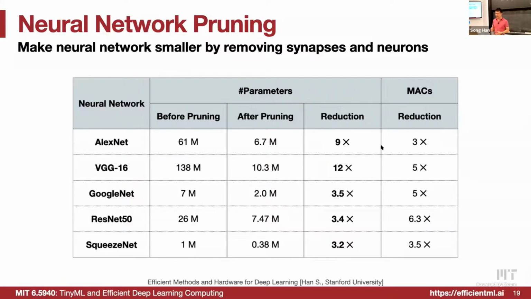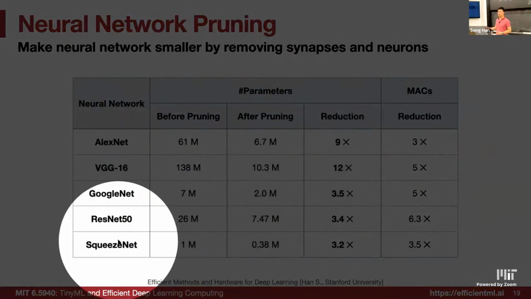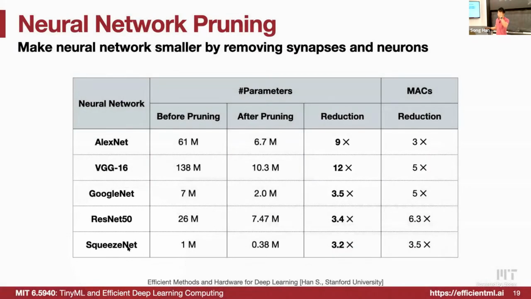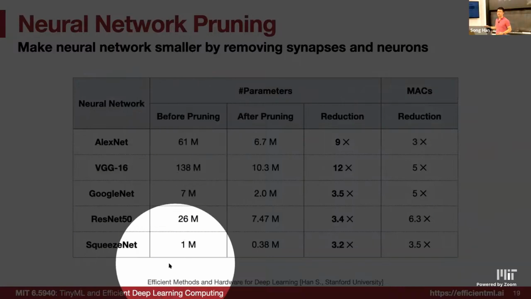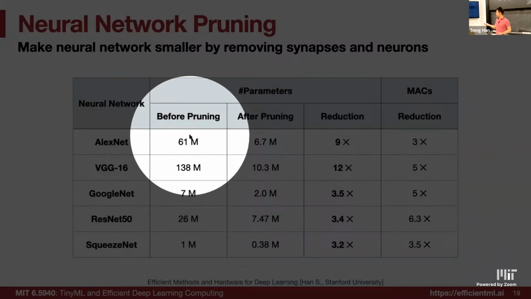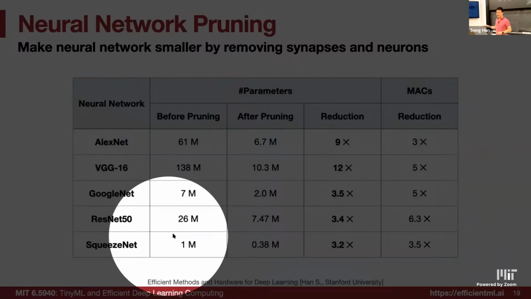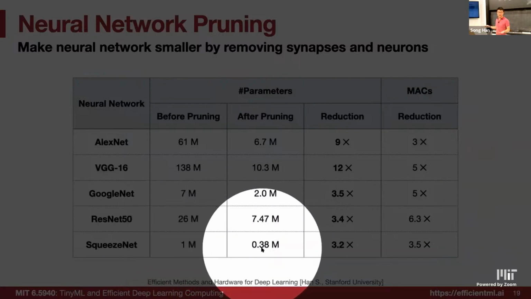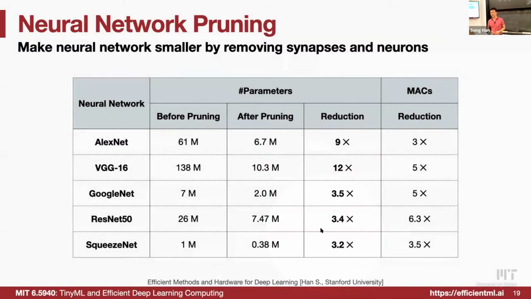For example, even networks that are super small, like SqueezeNet, which Kurt, Forrest and I designed in 2016, are already pretty small to begin with. It has the same accuracy as AlexNet, but is 60 times smaller. AlexNet, 61 million parameters, SqueezeNet, only 1 million parameters. So we can still prune such a very small and compact model. From 1 million parameters to only 0.38 million parameters. That's a 3.2x reduction in model size.